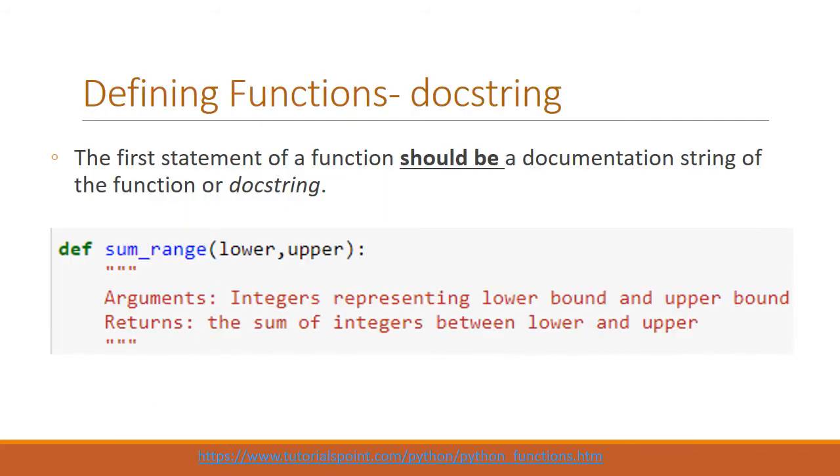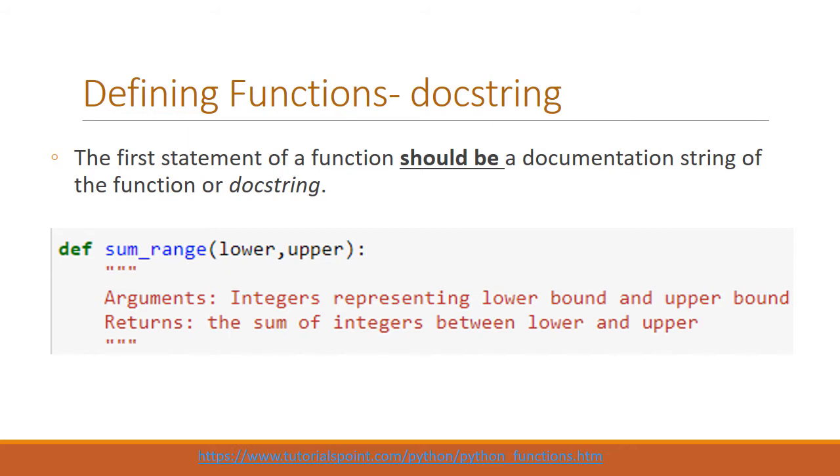When you develop a function, the first statement under the function heading should be a docstring. This docstring provides information regarding the functionality of your function. Notice in our example, SumRange, under the function heading, we have a docstring. And recall that a docstring begins and ends with 3 double quotes.